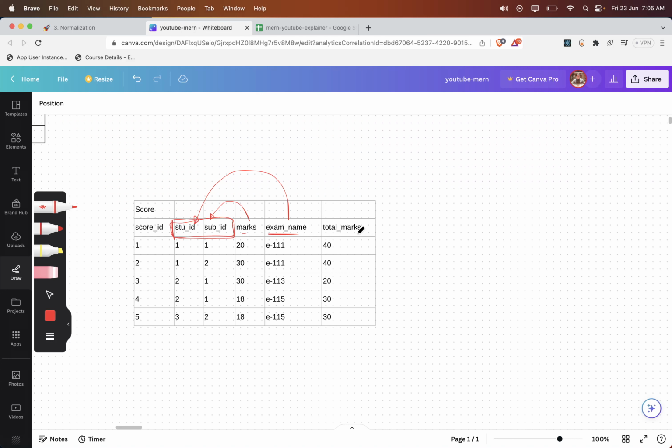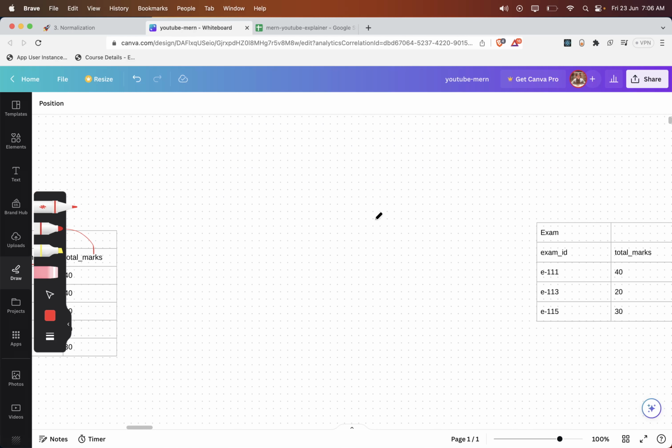Marks depend on these two. Exam name depends on these two. But total mark doesn't depend on these two, this primary key. Total marks are dependent on the exam name and exam name is dependent on the primary key. This scenario is called transitive dependency, and this has to be removed. So how do you remove it?